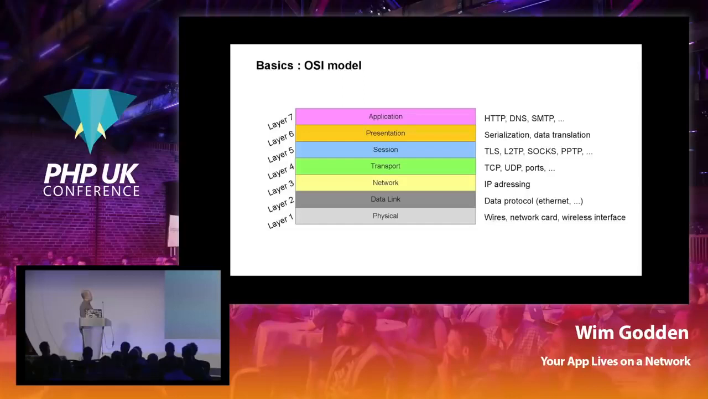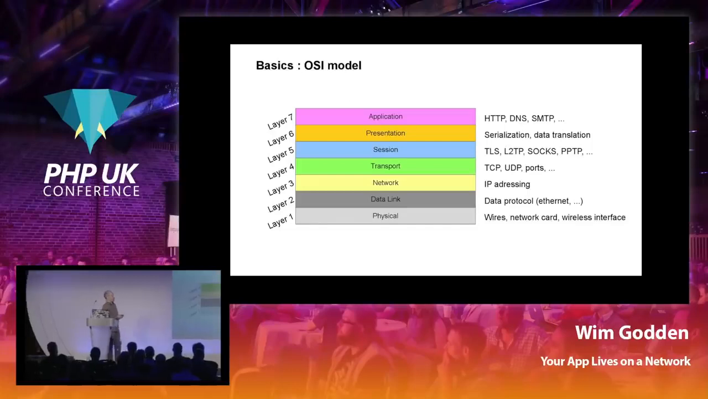Okay, so networking, there's a model that describes different layers that we have on the network, and basically it starts with layer one, which is a physical network, which is basically your wires, your network cards, your wireless interface, and so on. Then we have layer two on top of that, which is the data link layer, which is the data protocol. Usually it's Ethernet. We use Ethernet the most. There's a few others, but we're not going to discuss that. Then there's layer three, the network layer, which we all know, I think, which is about IP addressing and yeah, that's basically what we do all the time.